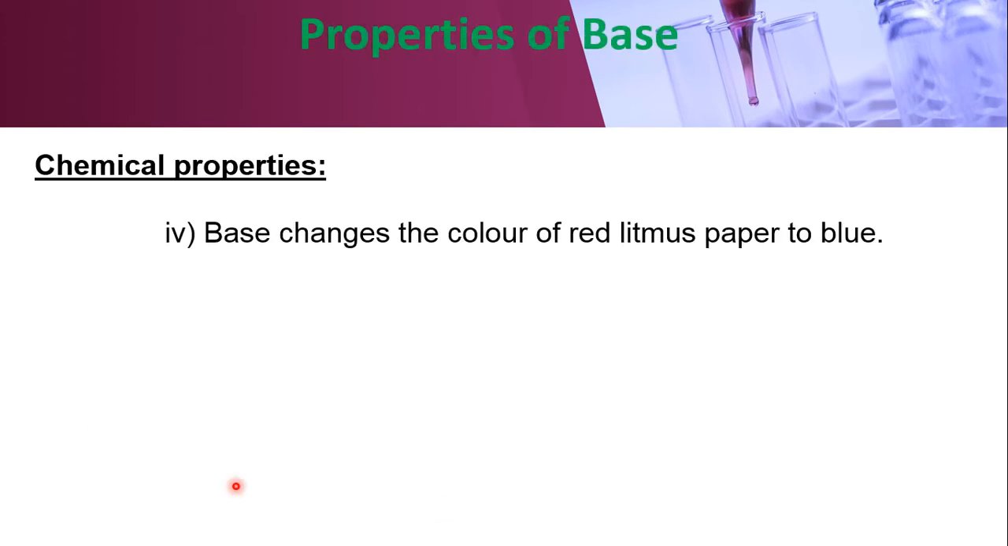Base changes the color of red litmus paper to blue. Already you know this. In red litmus paper, there is an acidic substance. So when this litmus paper is given into any base solution, the base reacts with the acid present in litmus paper and changes its color. So base changes the color of red litmus paper to blue.